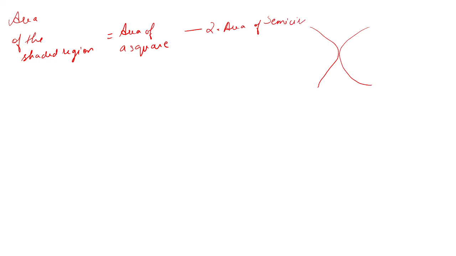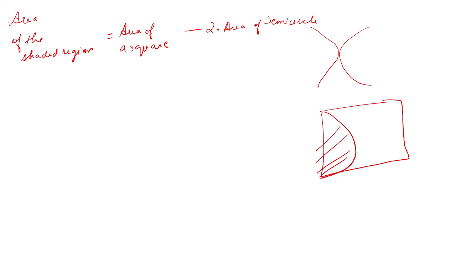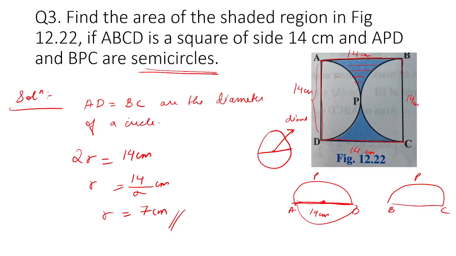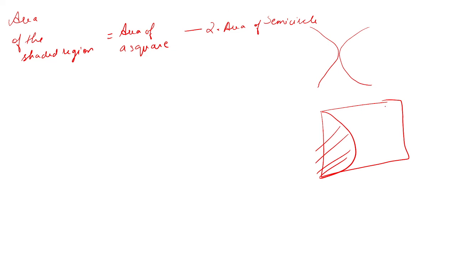Clear? See, I'll tell you what happens. You take a square, and if you subtract only 1 semicircle, then you subtract this part, and this part will be left out. But the question is, we only have to find the shaded region, so we have to also remove the other semicircle. Be careful with that. If you subtract only 1 semicircle, you'll be left with this area. So we have to subtract 2 semicircles, only then we'll get the shaded region.